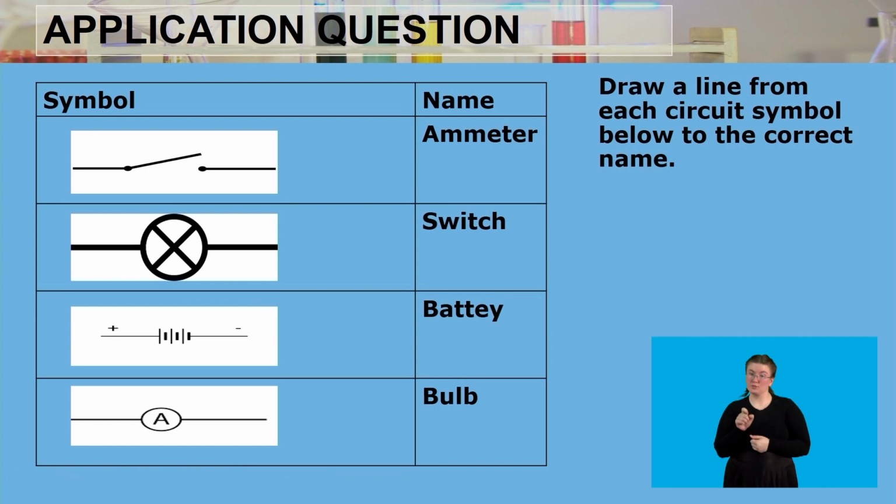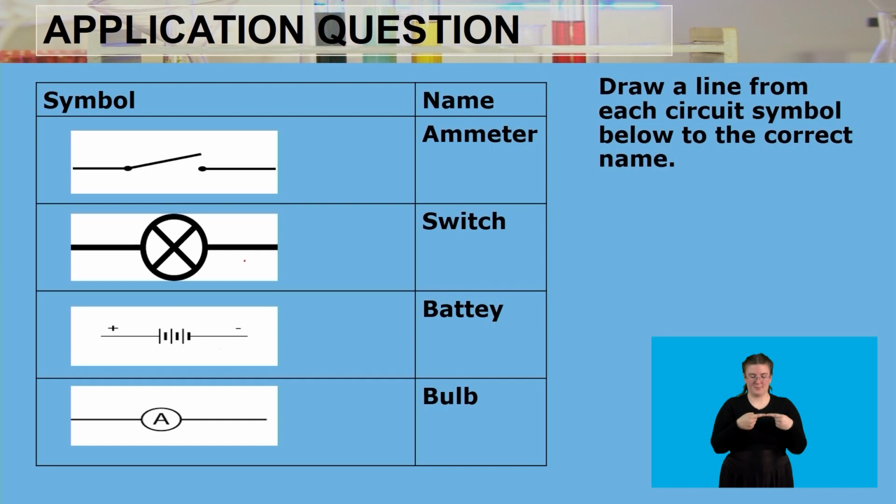Now, on this question, we are supposed to draw a line from each circuit symbol below to the correct name. So we have this symbol that we need to match to the correct name. We have another symbol there and another one and another. So we have 4 symbols that we need to match to each of those names. We do know that this is a wire that is disconnected. And once a wire is disconnected, it makes a switch. It can either be an open switch or a closed switch. It's a closed switch if the wires are connected to each other, with no gap in between the wires. So therefore, that is going to be a switch. That goes with that. So we can write here switch.